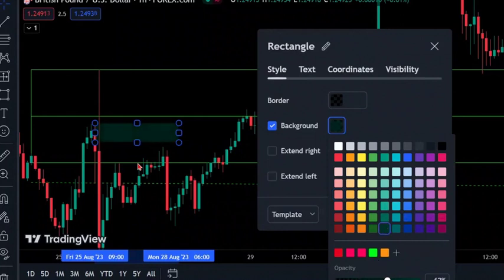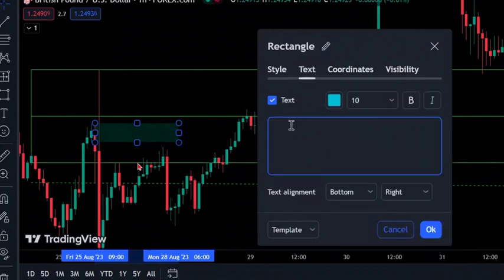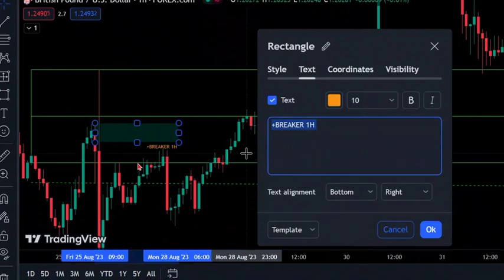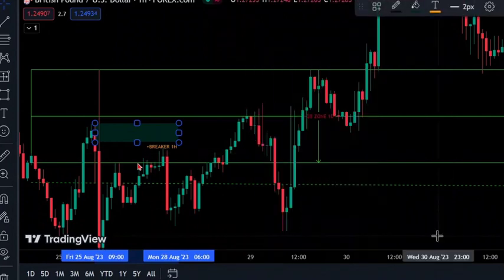Okay, so go ahead and label that bullish breaker. So plus sign breaker 1 hour. So plus sign breaker 1H, and then put it as that orange gold color that you created. Exactly. And go ahead and drag it all the way out. And drag it out slowly.